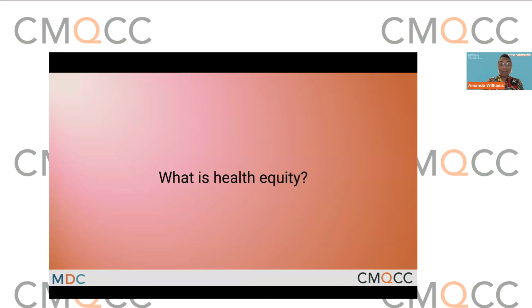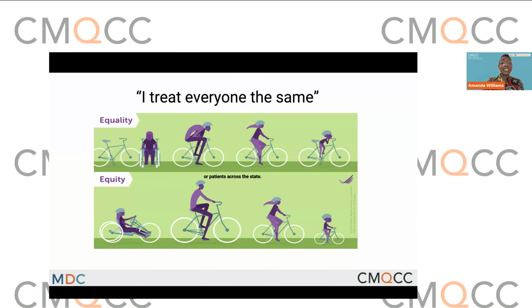So a quick reminder of what is health equity. Next slide. And it is not I treat everyone the same. That is not what we are trying to do. We are trying to have equality of outcomes, not equality of treatment, because what each individual might need to get to that same excellent outcome might be different. And so we have to assess, we have to figure out what does each population need in order for them to have an affirming safe pregnancy. Next slide.